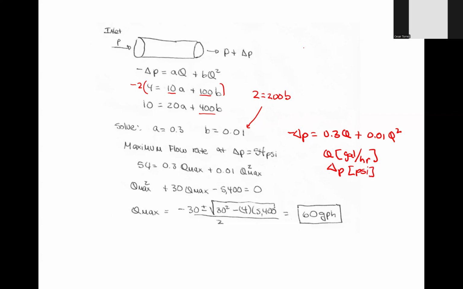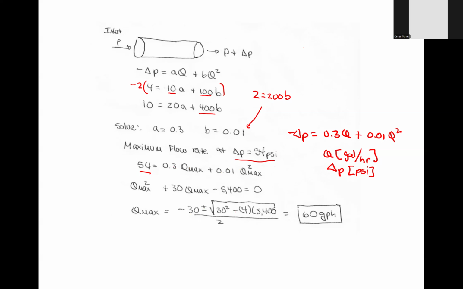So now I can solve for any condition in this system. In this case, for maximum flow rate, maximum pressure of 54 psi. I put 54, 0.3, and 0.01, and this is a quadratic equation. So now I need to solve for that quadratic. Minus b plus or minus the square root of b squared minus 4ac over 2a. And that gives me that the maximum is 60 gallons per hour.